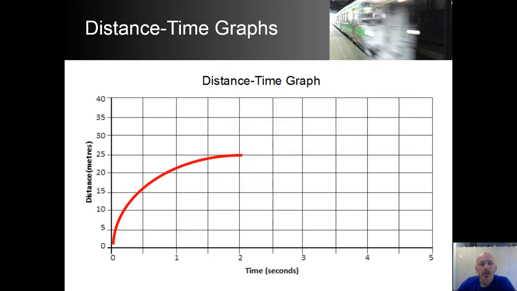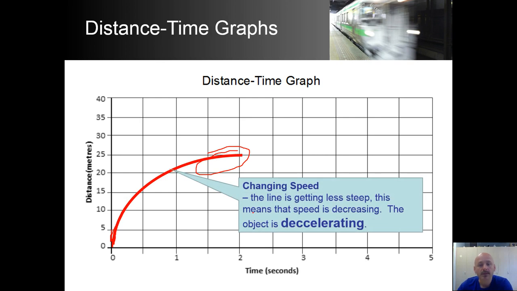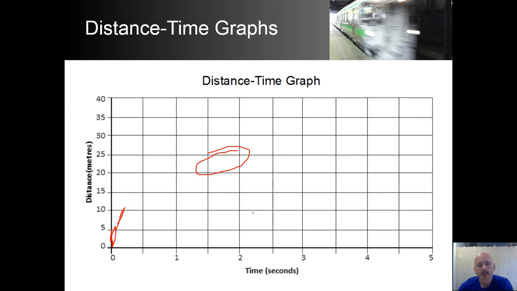Here we've got another curved line, sort of opposite of the previous curved line. This time we can see that the steepness decreases. It's very steep at the start here, and when we get over here, it's not very steep. So this object is decelerating. We've got changing speed and the speed is decreasing, so we call this decelerating.